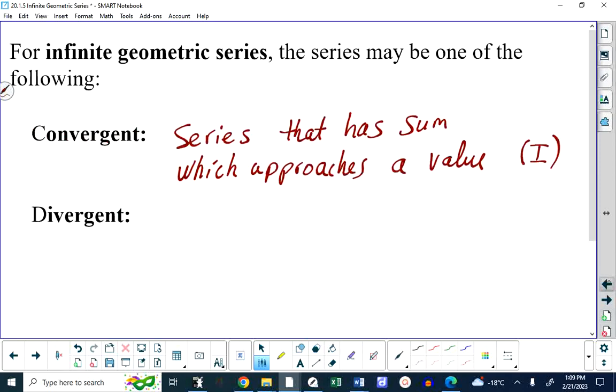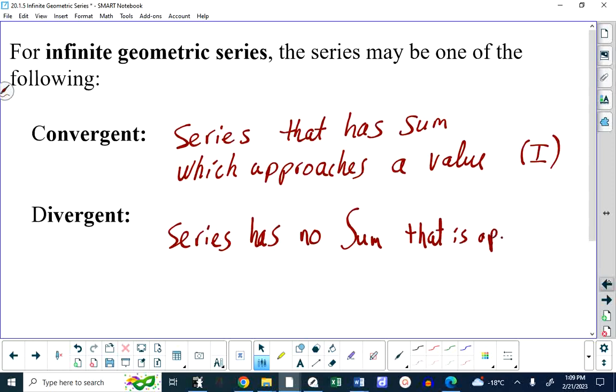Okay, so what is divergent? A series has no sum that is approached. In other words, the sum just keeps getting bigger and bigger and bigger. Doesn't matter how many terms you add, it just keeps exploding, larger and larger and larger and larger. All right.